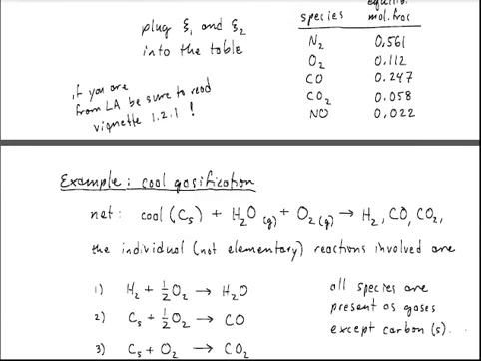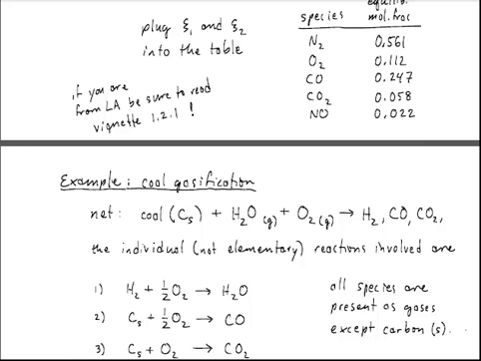So if we now plug these 2 equilibrium conversions into our original table, we see that at equilibrium the mole fractions of nitrogen are 0.561, oxygen is 0.112, CO is 0.247, and CO2 0.058. The one that's a surprise here that probably you wouldn't have guessed might have occurred is that you actually do make some of this NO gas. That's 0.022.